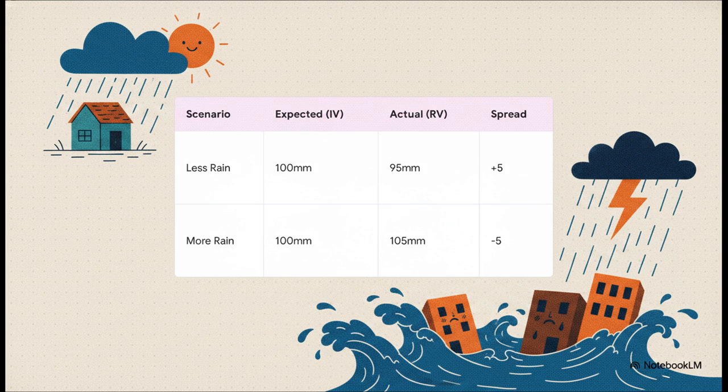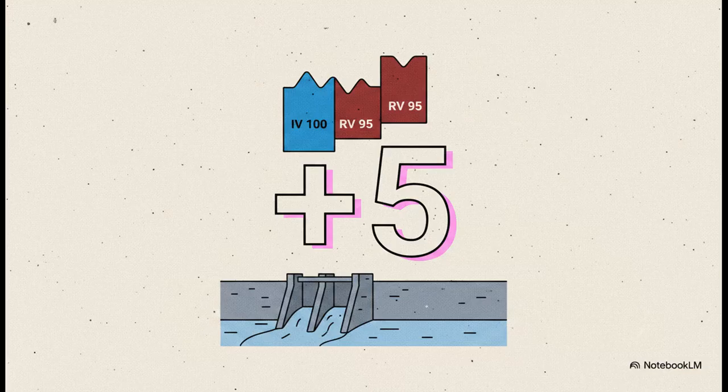Just think about the scenarios. In the first one, you expect 100 millimeters of rain, and the actual rain comes in at 95. The difference is positive. But in the second scenario, you expect 100 millimeters and you get hit with 105. The result is negative. Just like the tragic, unexpected floods in places like Nanded or Kolhapur, when actual conditions severely exceed expectations, destruction follows.